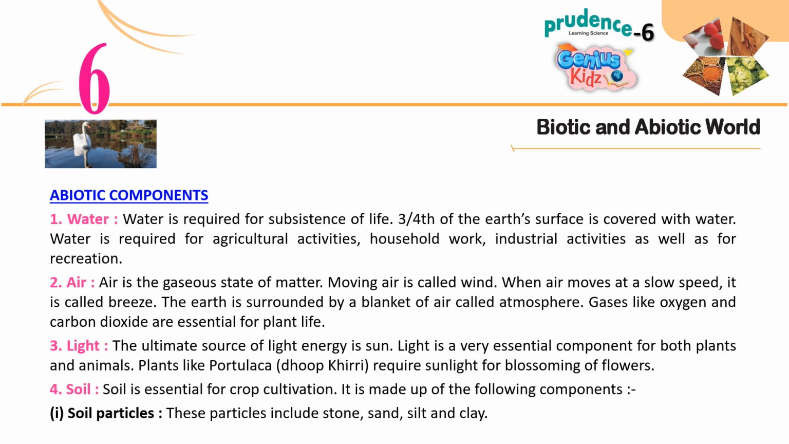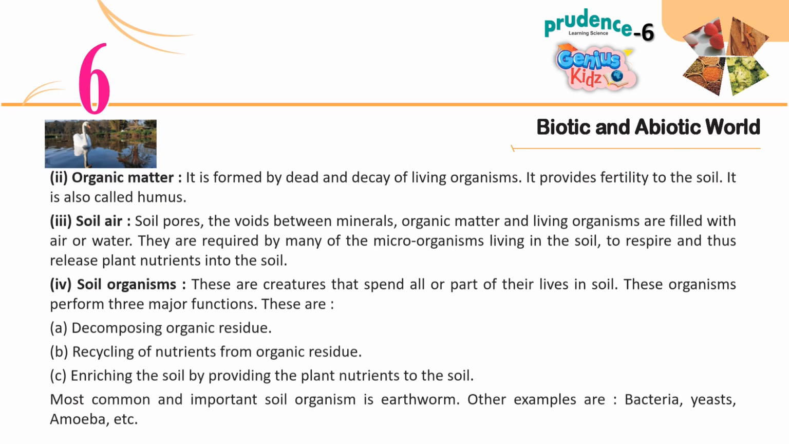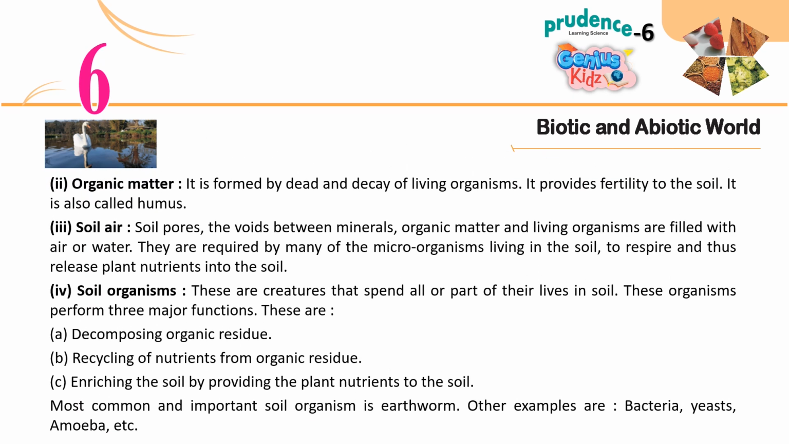4. Soil. Soil is essential for crop cultivation. It is made up of the following components. 1. Soil particles. These particles include stone, sand, silt and clay. 2. Organic matter. It is formed by dead and decayed living organisms. It provides fertility to the soil. It is also called humus.